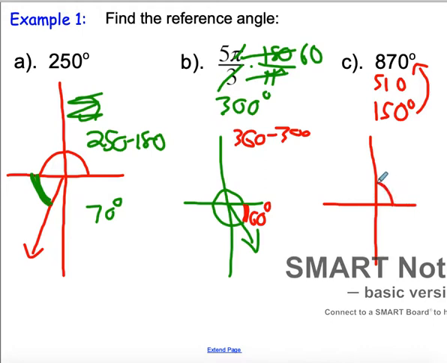So we go over 90, not quite there, to 180, but we have our 150-degree angle. Our reference angle is the closest way to the x-axis. So we do 180 minus 150. Our reference angle would be 30. Okay?